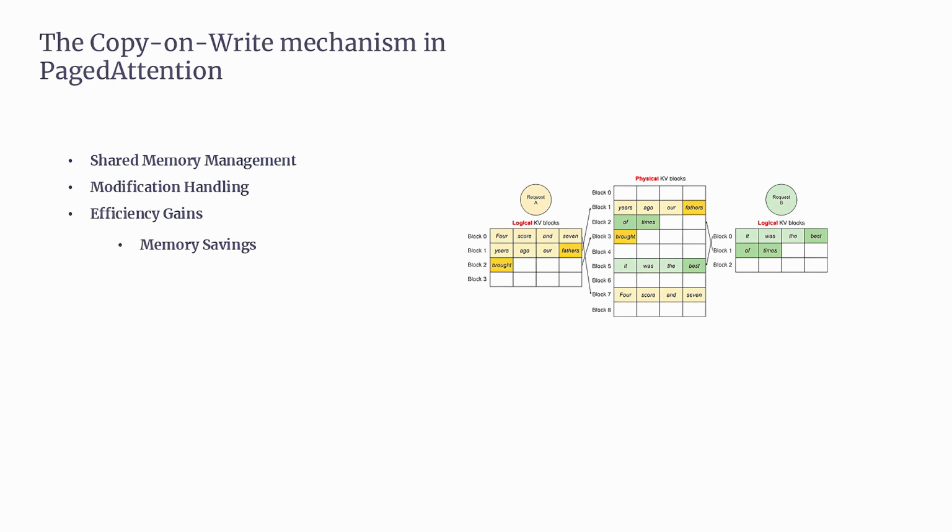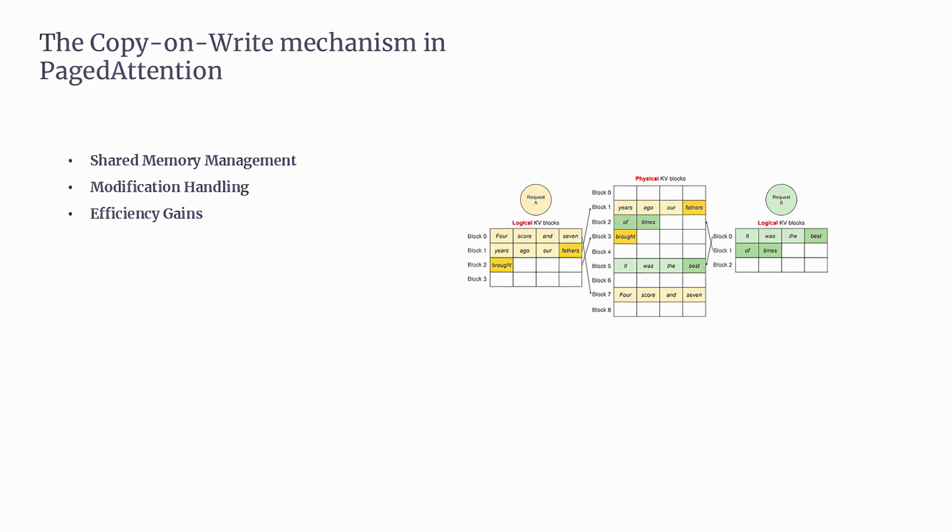2. Performance improvement. This strategy leads to significant performance gains. For example, in scenarios like parallel sampling or beam search, where multiple outputs are generated from the same input, paged attention can cut memory usage by up to 55%. As a result, it achieves performance improvements of up to 2.2 times compared to traditional methods.